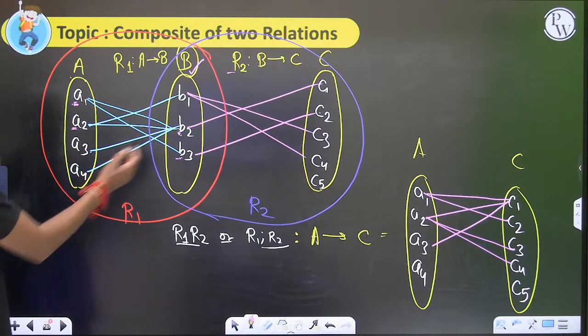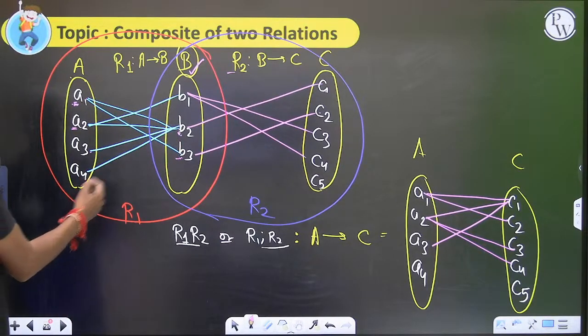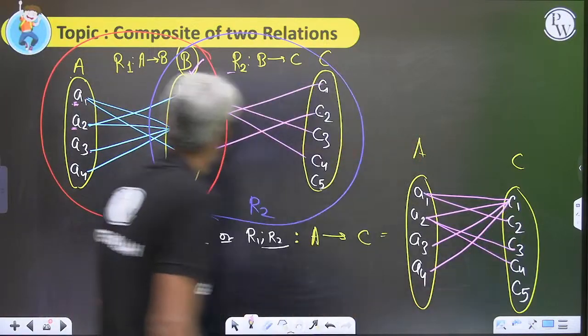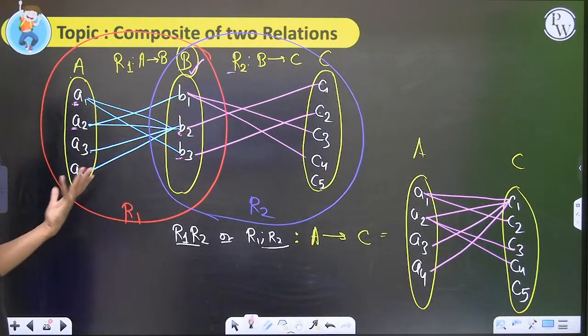Okay. Sir, A4 relates with B4. Again, A4 relates with B2 and B2 relates with C1. Therefore, A4 will also relate with C1 via B2. Sir, we are done with all the ordered pairs.